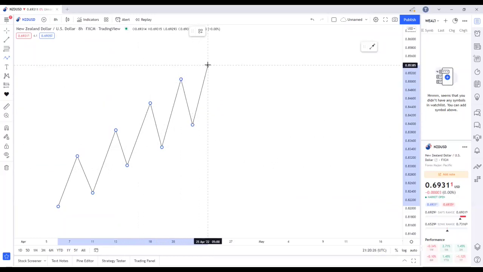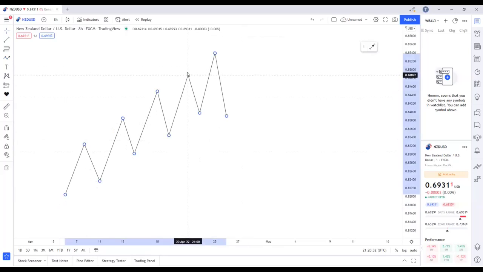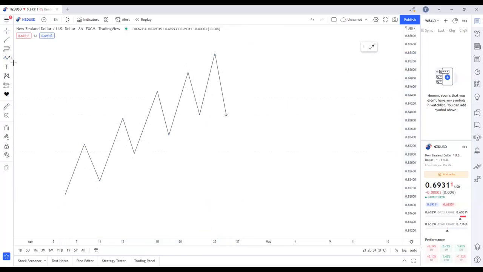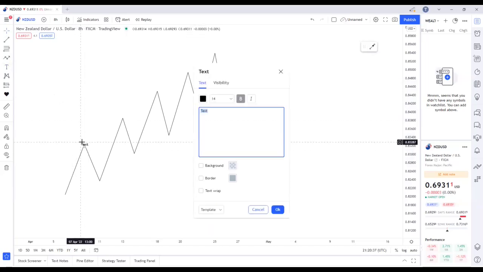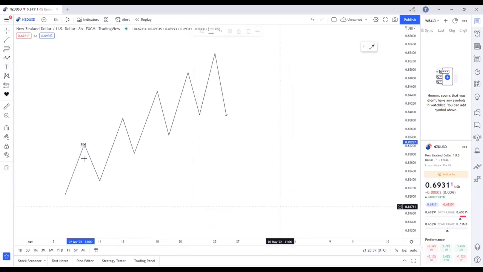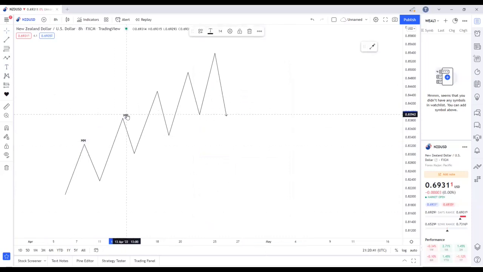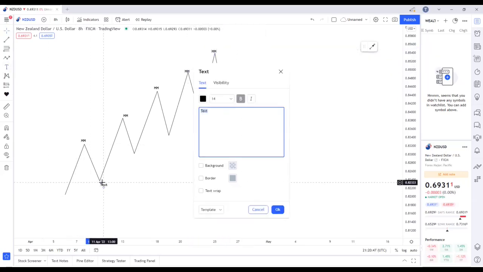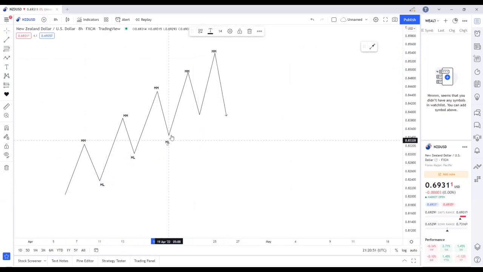Okay, so now the market is currently here. And then it is supposed to respect this level here, but then it breaks it. So now we can see that the market went up creating higher highs, higher highs, higher highs, higher highs, and then a higher high here. Now the market goes down to create a higher low, higher low, higher low, higher low, and then a higher low.